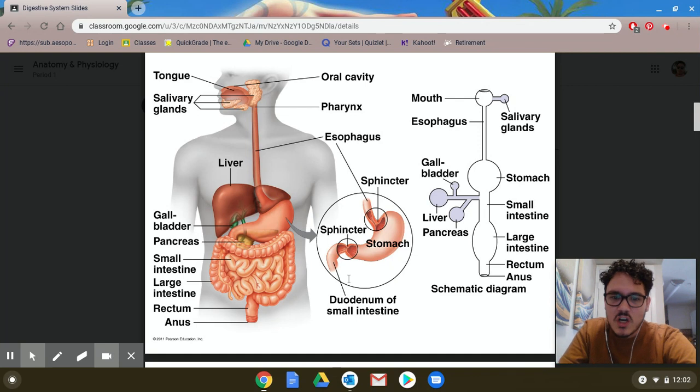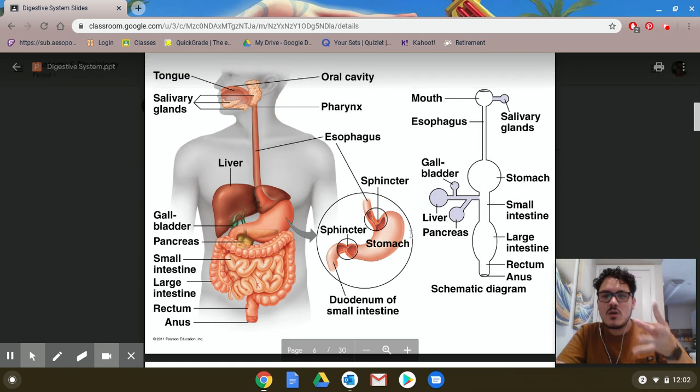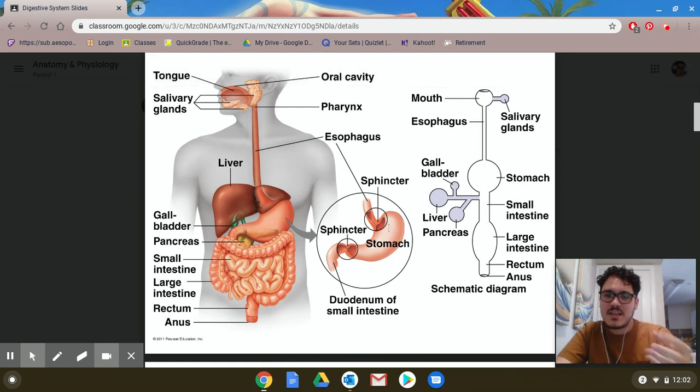Here we're able to see what's called sphincters. These sphincters, I like to think of them like muscular doors. Their entire purpose is to constrict, and when they constrict, they're going to prevent any backflow. So for instance, this sphincter here that connects to the esophagus is going to prevent stomach acid from going up.